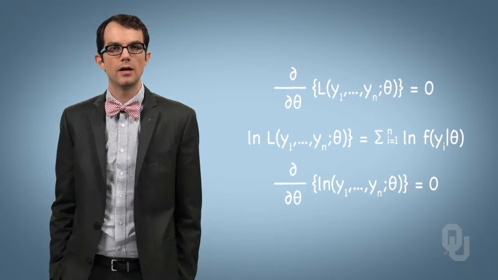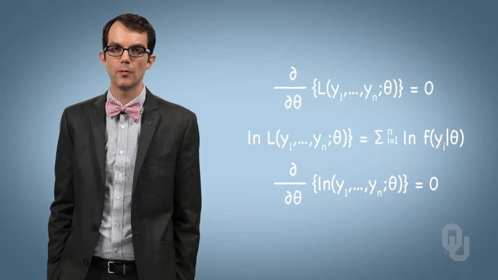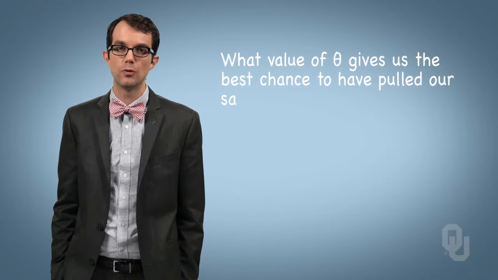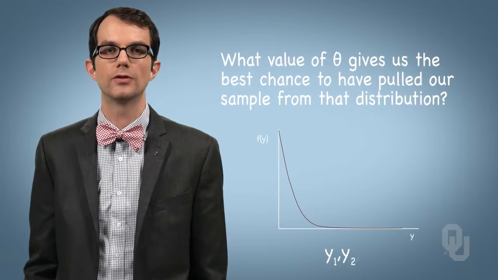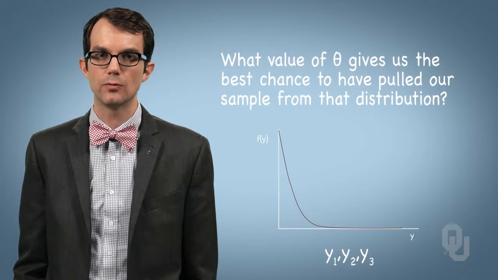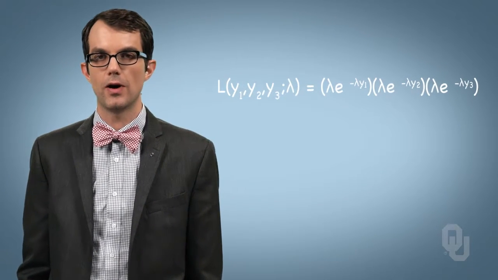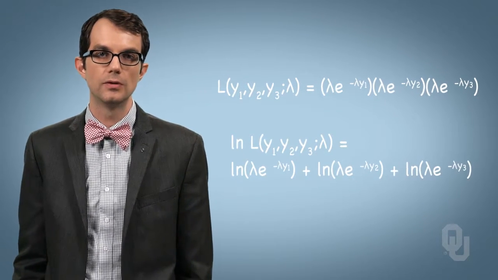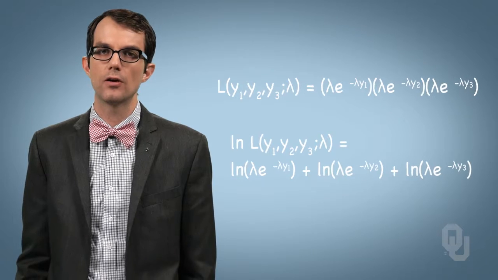Again, what we're doing is maximizing the likelihood that y1 through yn were sampled from the probability distribution with parameter theta. What value of theta gives us the best chance to have pulled our sample from that distribution? Say we want to fit an exponential distribution to our little sample of y1, y2, and y3. Our likelihood function would be the exponential PDF multiplied by each other, evaluated for y1, y2, and y3. We can take the natural log of the likelihood function to get something a little more manageable to take the derivative of. We'll work out some examples with data a little later on, but for now, hopefully you get the idea.